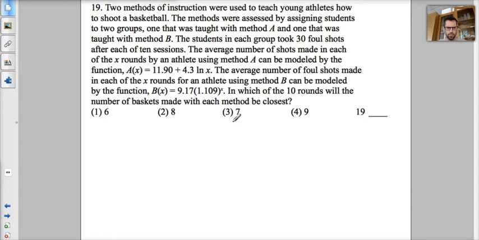All right. So 2 methods of instruction are used to teach athletes how to shoot a basketball. There's group A getting one method, group B getting another method. The students in each group took 30 foul shots after each of 10 sessions. The average number of shots made in each group, in each of the rounds, X rounds, by athlete using method A can be this function here, and then athlete B is this function. In which of the 10 rounds will the number of baskets made with each method be the closest?